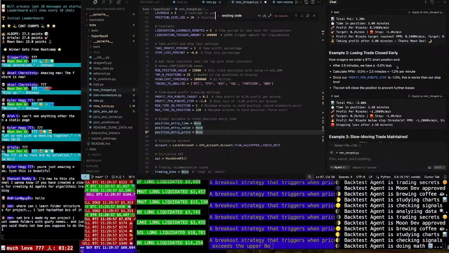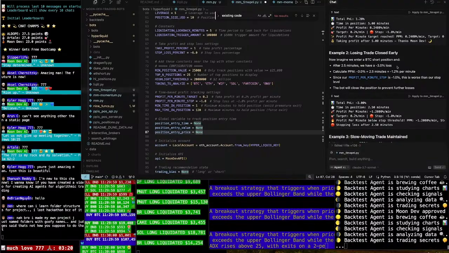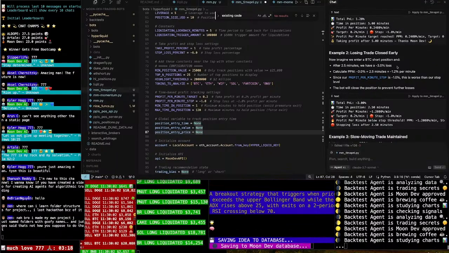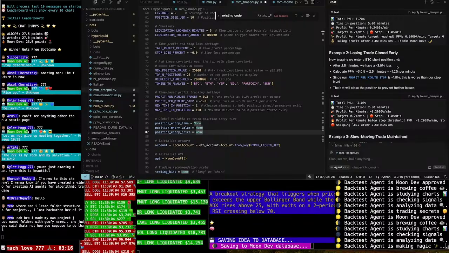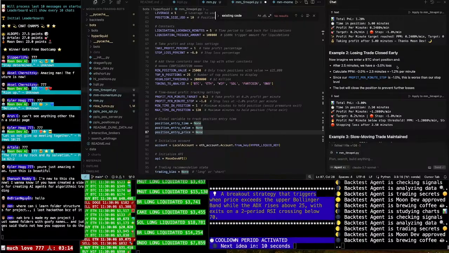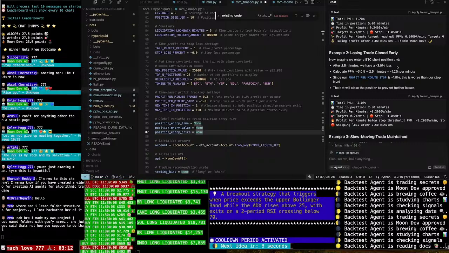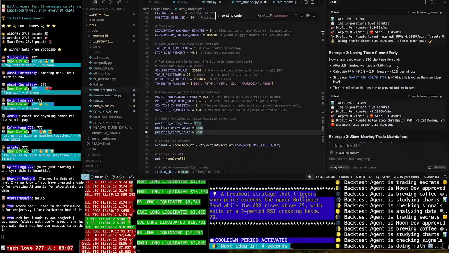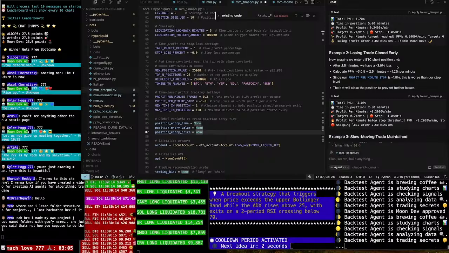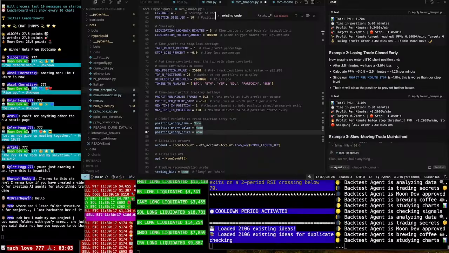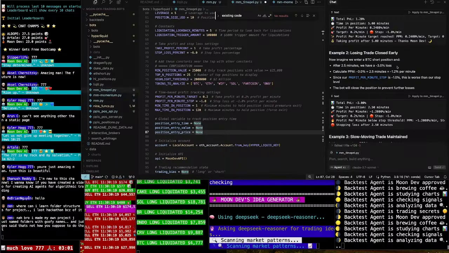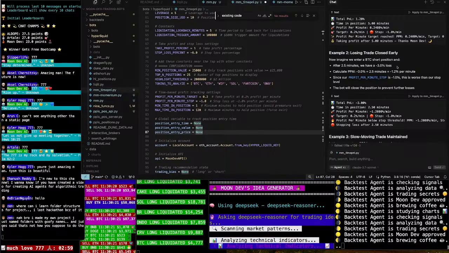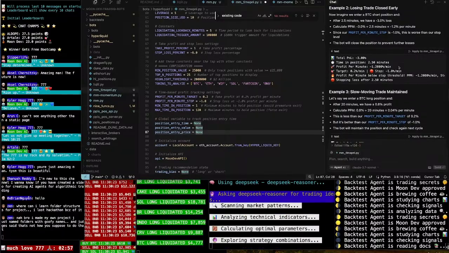Example 2, losing trade closed early. Now imagine we enter a BTC short position, and after 2.5 minutes we have a 3% loss. The PPM is negative 1.2% per minute. Since our profit per minute stop is negative 1%, this is worse than our stop level. The bot will close the position to prevent further losses.